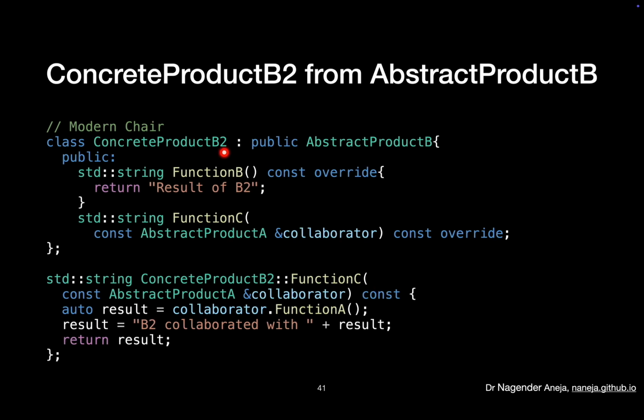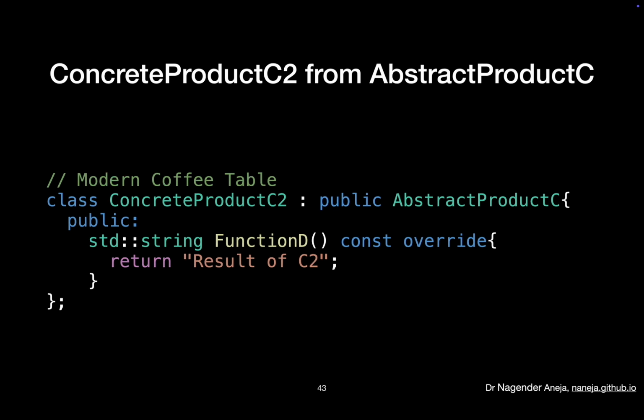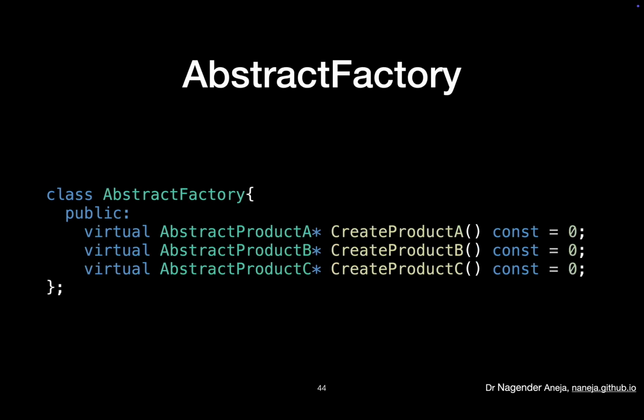And we already created B1. Now we are going to create the B2, and we implemented function B as well as function C with the collaborator version. Next we need to create C1 and C2 from the C. So we're saying C1 and function D and result of maybe C1, and similarly we'll say C2 result of C2. Okay, so this is our abstract factory. We have created all the products, so now we are going to create the factory. So we'll say create product. Earlier it was only create product, but now we are going to have multiple products. So create product A, create product B, and create product C.